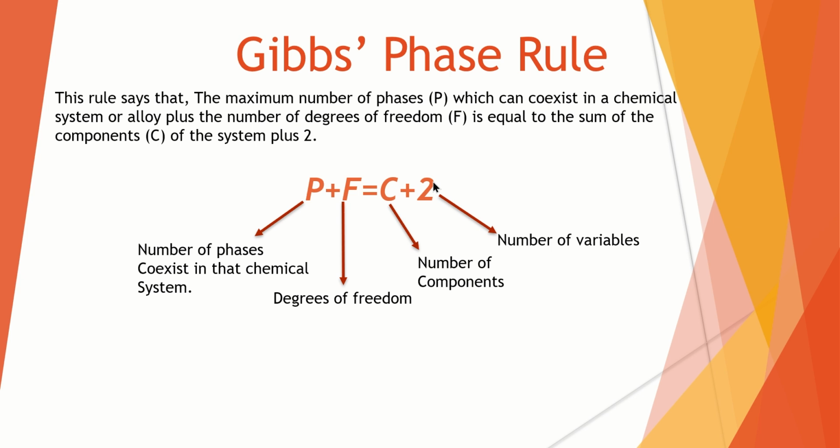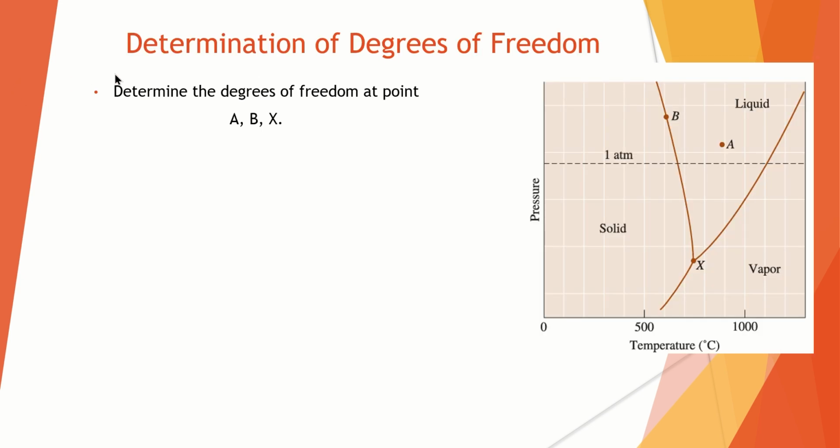Let's see some examples. By seeing these examples, I think we will understand the Gibbs phase rule better. Let's see the determination of degrees of freedom. Here is a unary phase diagram given. We have to determine the degrees of freedom at point A, at point B, and at point X.